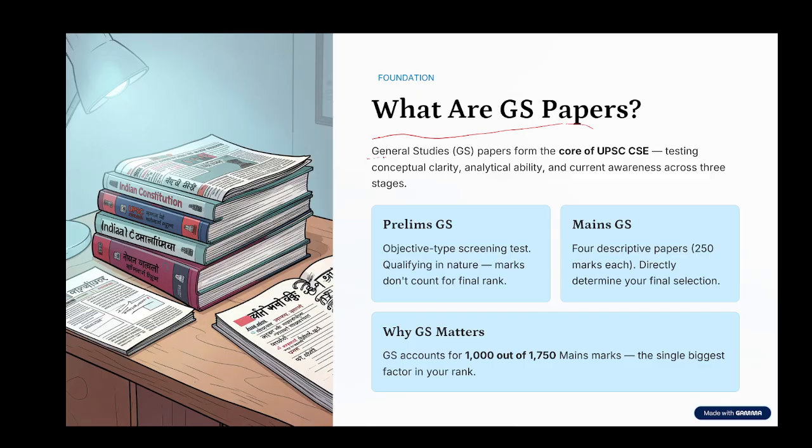General studies papers form the core of UPSC. They are testing our conceptual clarity, analytical ability and current awareness across 3 stages, right? So first we will go to prelims. In prelims, the first paper is GS paper 1, which is an objective type screening test, qualifying in nature.